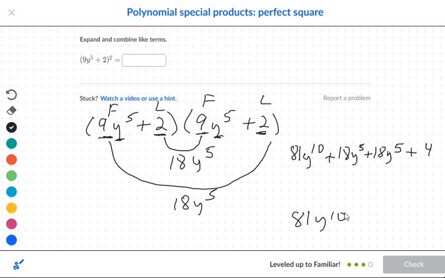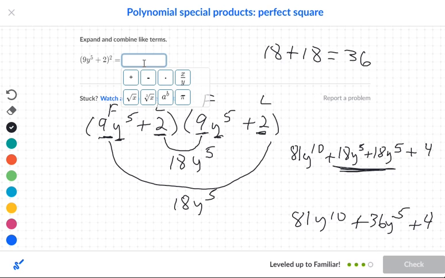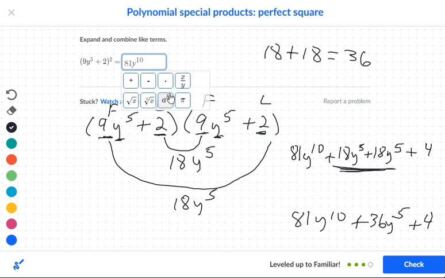So we'll go 81 y to the 10th. We'll add these middle terms together because they're the same, so we'll add the coefficients. 18 plus 18 is 36. So I can say plus 36 y to the 5th plus 4. So let's type that in. We're going to go 81 y to the 10th. So we're going to press the AB key. Press your space bar. Press your plus sign. Go 36. We'll go Y. Press your AB key. And this is 5. Press your space bar. Then your plus sign. And then 4. So let's go ahead and check this.